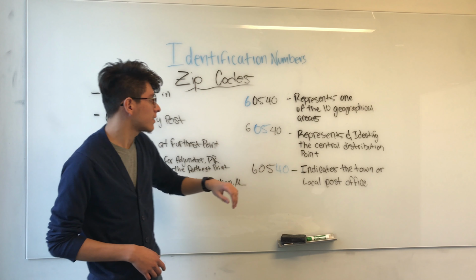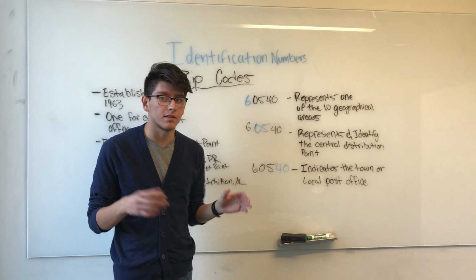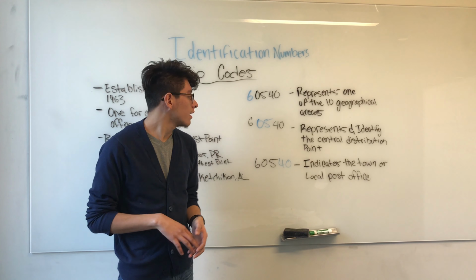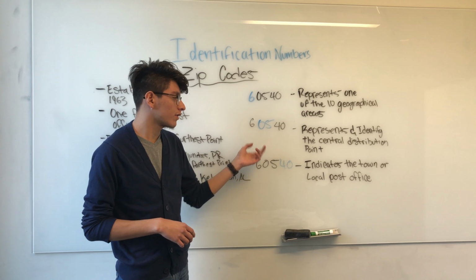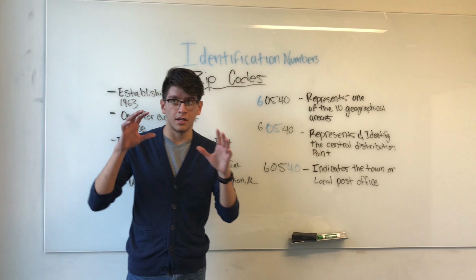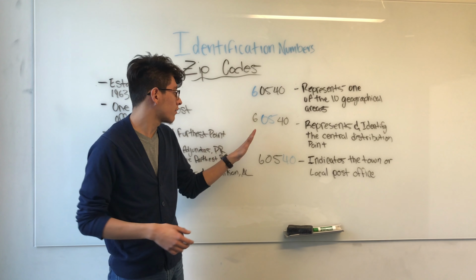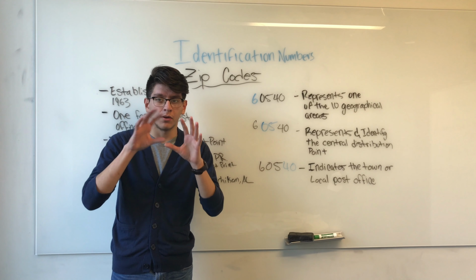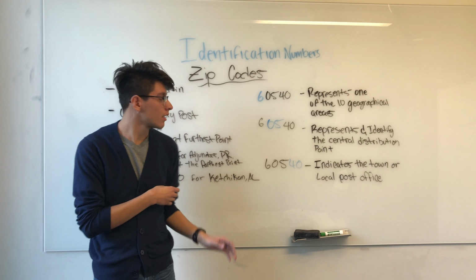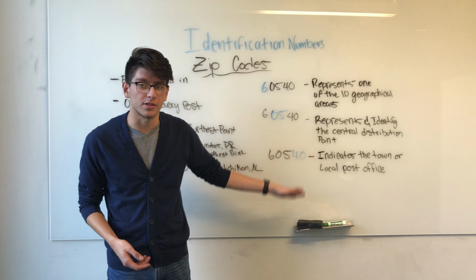The first digit represents one of the 10 geographical areas, and each of the geographical areas has a couple of states in it. The second and third numbers identify the central distribution point, and this is strictly for every zone within every state. For example, North Central is within the 05 central distribution point, which is for the middle northern part of Illinois. The last 2 digits indicate the town or local post office, which for North Central is 40, and that is our local post office.